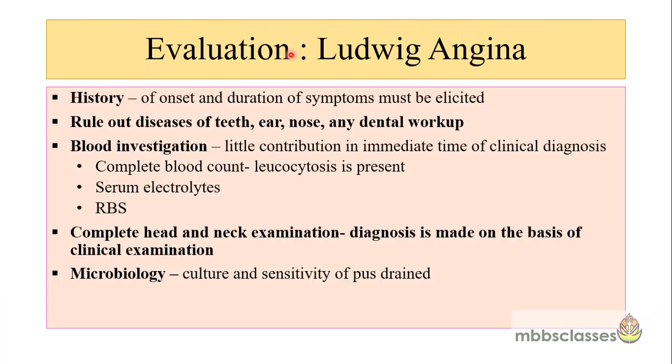Now coming to the evaluation part. Whenever you get a case of Ludwig's angina, always try to elicit the onset and the duration of symptoms. Take a good history of diseases of the teeth, ear, nose, or any history of recent dental workup. Blood investigations are sent, but they contribute very little to the diagnosis. You may get leukocytosis, send for serum electrolytes and check the sugar status. Always do a complete head and neck examination and the microbiological investigations. The culture and sensitivity is sent for the pus after it is drained.